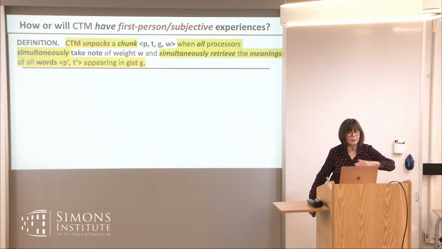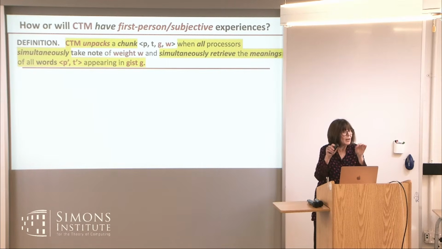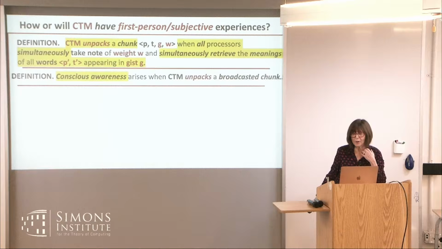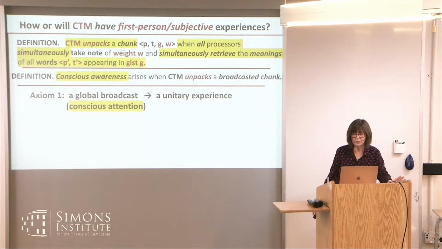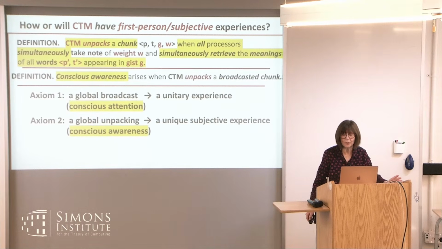So we're saying when it unpacks a chunk, it's got to do more than just look at the chunk. It's got to look at that gist, and it has a number of words, and it's got to look at the meaning simultaneously of all those words, which it can look up because it has it. And that's what we're saying it unpacks. When it unpacks a chunk, it's really getting the fused meaning of all the words in the gist, okay? And we'll say conscious awareness arises in the CTM when the CTM unpacks a broadcasted chunk. We have our first axiom from before, global broadcast gives a unitary experience. Global unpacking. Now, our second axiom will say that gives a unique subjective experience.